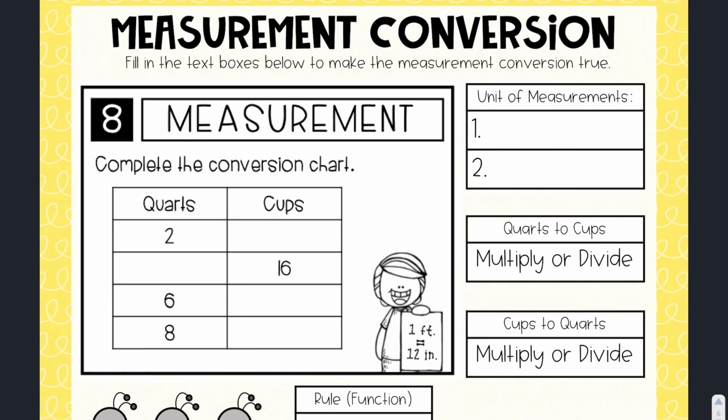Alright, let's get started. The very first thing you have to do is understand your unit of measurements. So here I have quarts and cups. So I'm going to write my units of measurement as quarts and cups. I need to scroll back up to my conversion charts and figure out how many cups are in a quart.